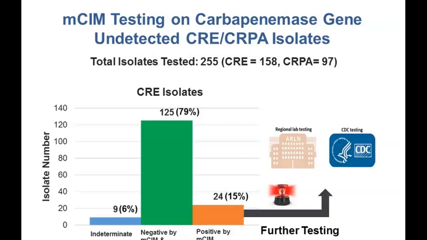So the identification of these isolates with the discordant result was notified to CDC, and these isolates were sent to Washington State or regional lab or CDC for further testing.